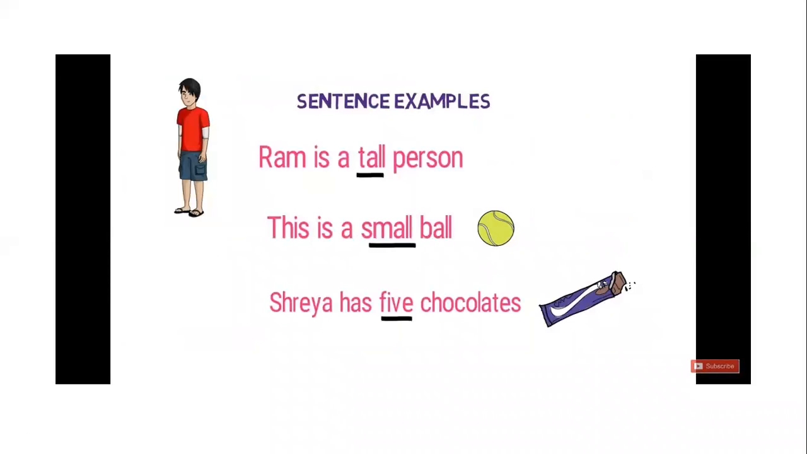Now there are some sentence examples. Ram is a tall person. राम क्या है लंबा लड़का है. This is a small ball. ये एक छोटा सा ball है. Shreya has five chocolates. These are the examples in which a noun, person, place or thing whatsoever or an idea, they are described. They are defined.